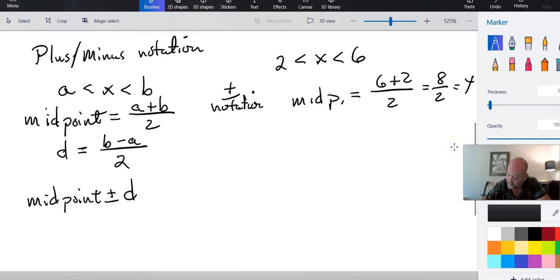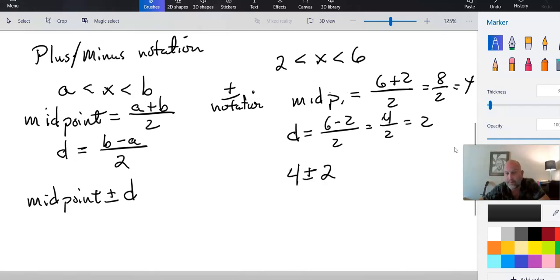Okay, so that's 4. So my midpoint is 4. Now I need D. D is B minus A, so it's 6 minus 2 over 2, which is 4 over 2, which is 2. So what that means is my plus minus notation here is going to be 4 plus or minus 2.